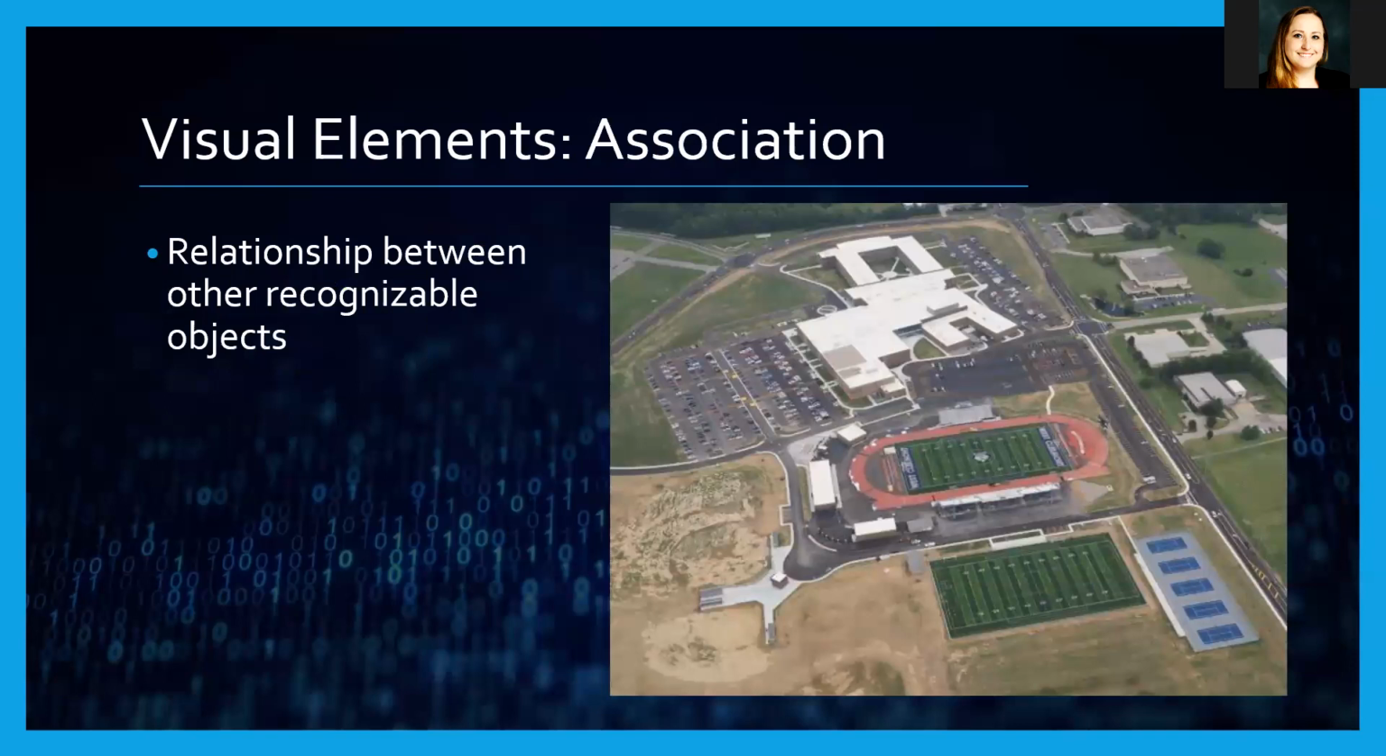Last but not least, association. Association considers the relationship between features in an image by considering which features are normally associated with the object you are interested in. What do you think this is an image of based on association?